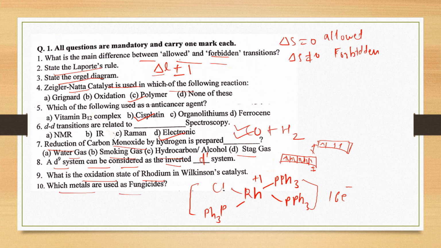Which metal is used as fungicides? In the case of fungicides, there are many metals like lead, tin, cadmium, mercury. These are used as fungicides.